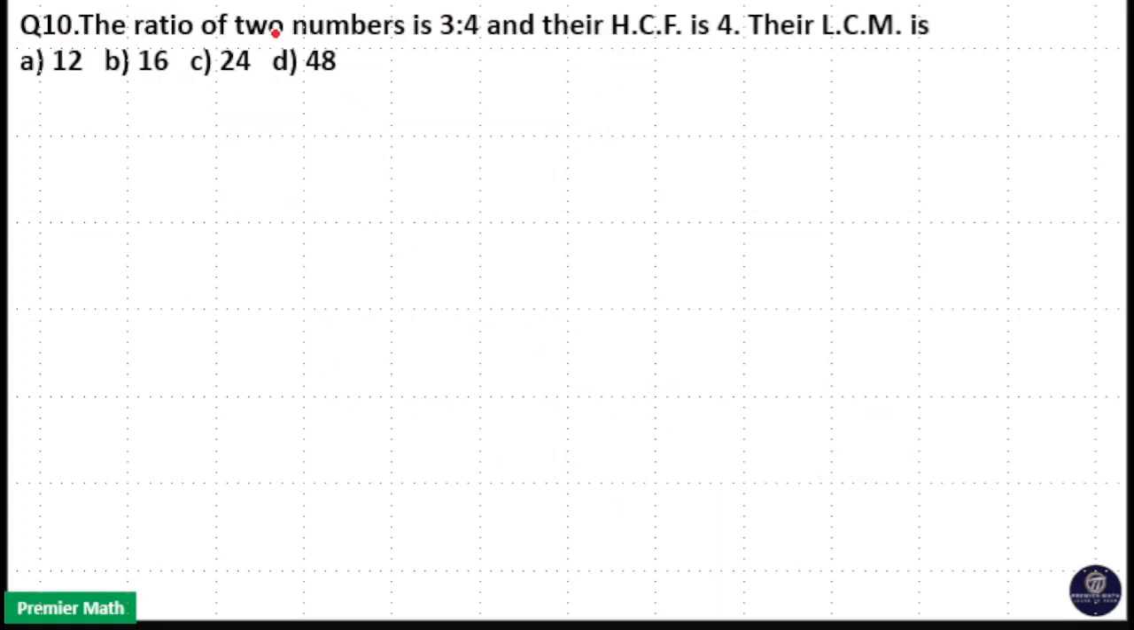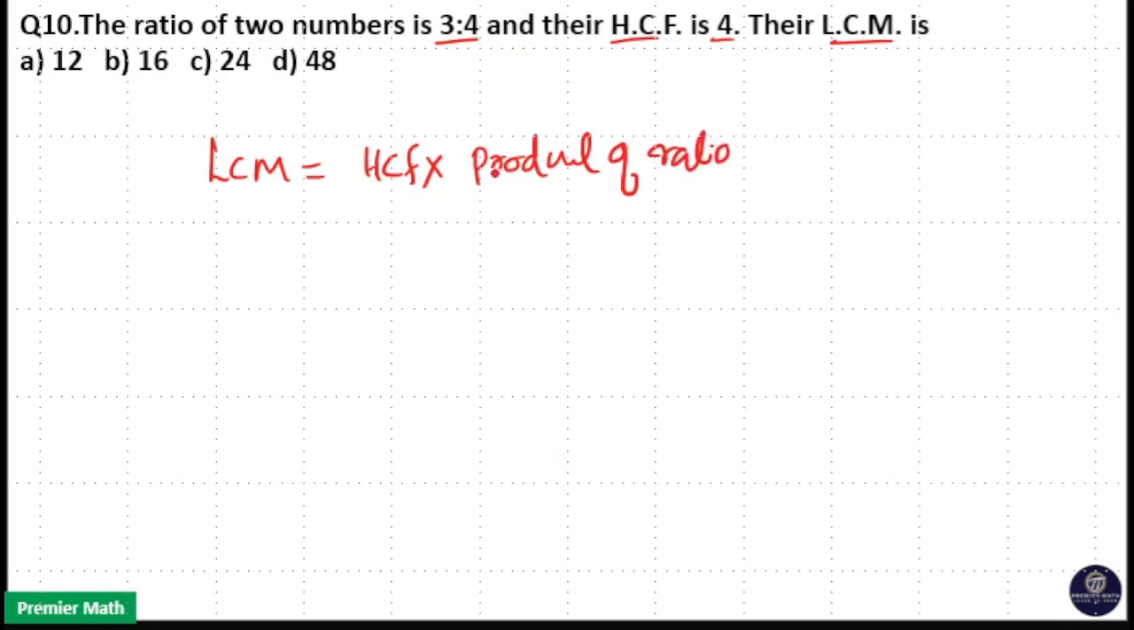Next is question number 10. The ratio of two numbers is 3:4 and their H.C.F is 4. Their L.C.M is, so your L.C.M is H.C.F into product of ratio. That is, H.C.F is 4, product of ratio is 3 into 4. That is 4 into 3, 12 into 4, 48. So option D is your answer.